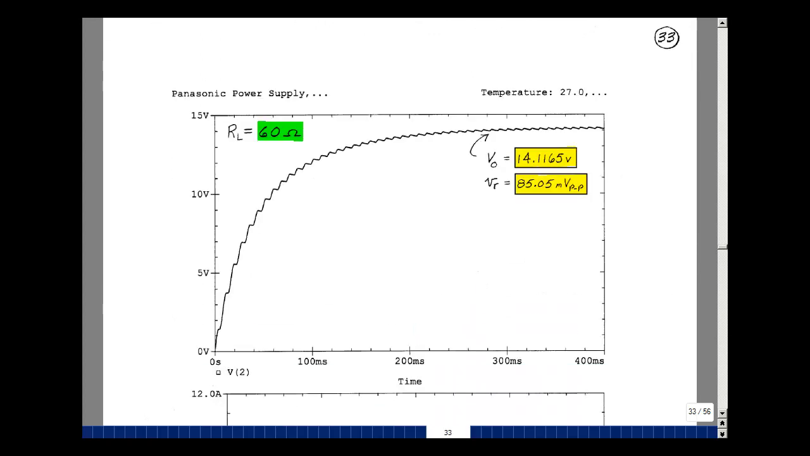Run the file again, but I changed the resistor now from 8.57 to 60 ohms. And you can see from the same simulation, I have a much smaller ripple. In fact, it's only 85.05 millivolts peak to peak. And the average voltage, this is halfway between the max and min here, is 14.1165. I was expecting 15.76. And again, I've got a series resistor in the lead of the secondary of the transformer that's causing a voltage divider.